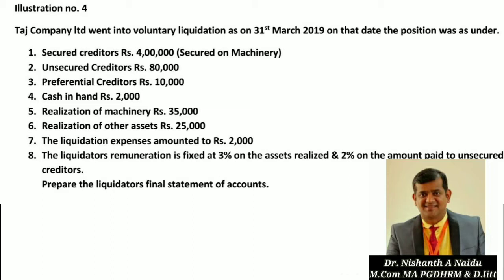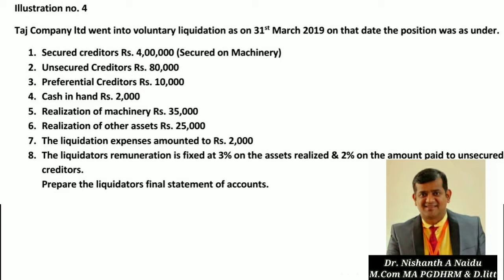Taj Company Limited went into voluntary liquidation as on 31st March 2019. On that date, the position was as under. Point number one, secured creditors rupees 4 lakh secured on machinery. That means there are creditors who have created rights on the assets, that is, on the machinery. If the company fails to pay their debts, that creditor will come and acquire the machinery. Clear? That is what secured on machinery means.